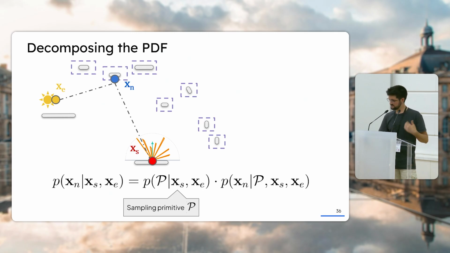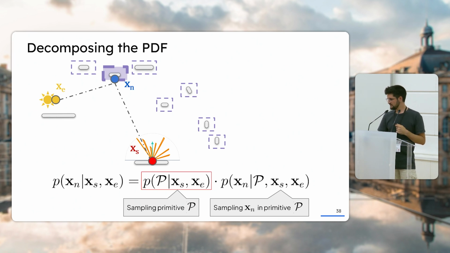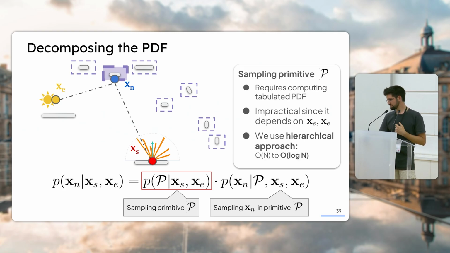The discrete choice of sampling one primitive and then sampling the point xn in the primitive P. In this work, we assume that the scene geometry is made of primitives small enough or tessellated enough so that the points inside a single primitive have a similar contribution, so that sampling the primitive P is the most important part. But this is still quite challenging because it would require computing the whole tabulated PDF for each of the primitives in the scene. It is, again, impractical or impossible because it depends on XS and XE.